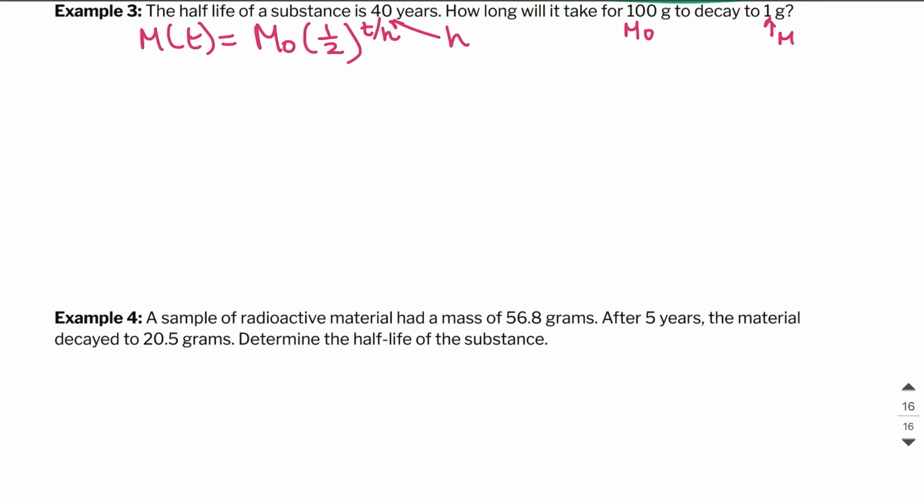So this is what m is going to be. So here, I'm going to replace this m with 1. I know that the initial amount that I'm going to put in here is 100. This is going to be multiplied by 1 over 2 to the power of t over the h value, which is 40.